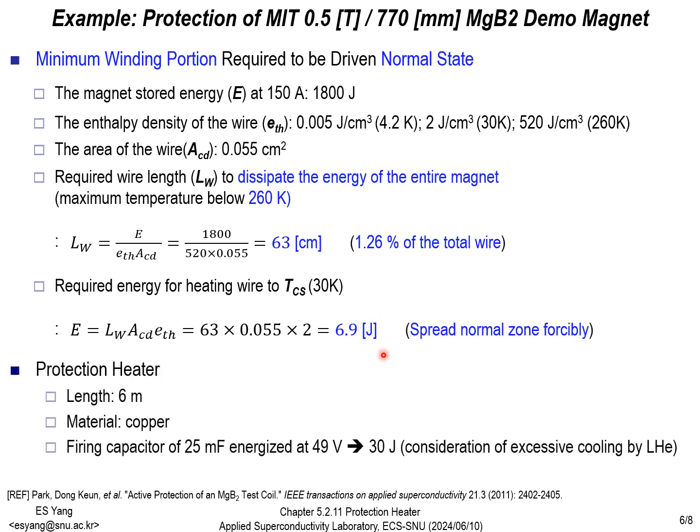Finally, we need to determine the capacitor's capacity, which can be calculated simply by charging a 25 millifarad capacitor to 49 volts and using 6 meters of copper wire. A total of 30 joules of energy can be used for the heater. Since the magnet operates in liquid helium, this design provides more energy than the 6.9 joules calculated above.